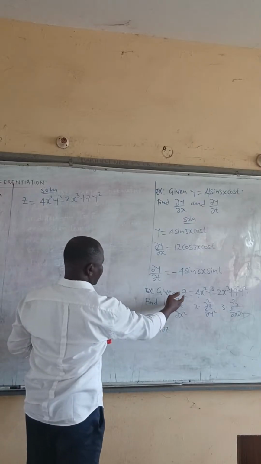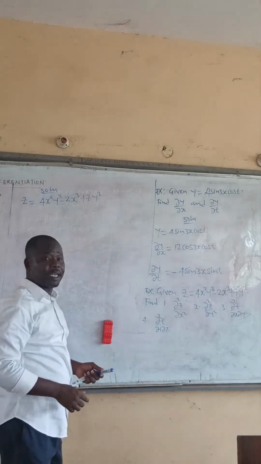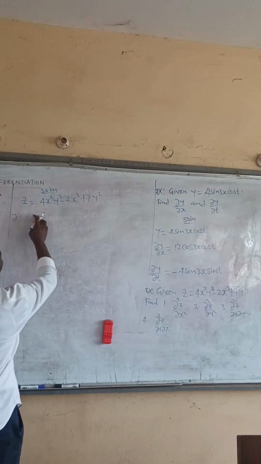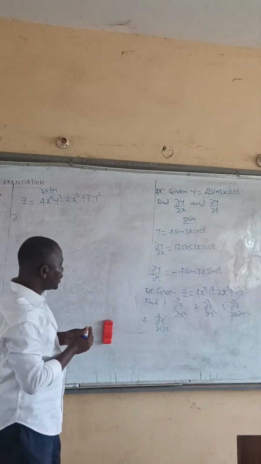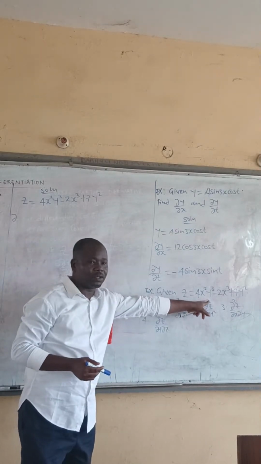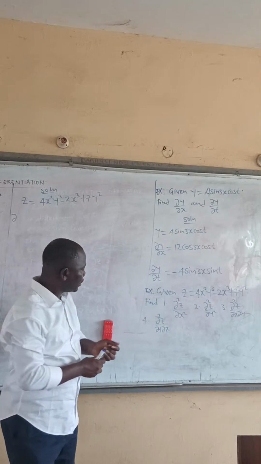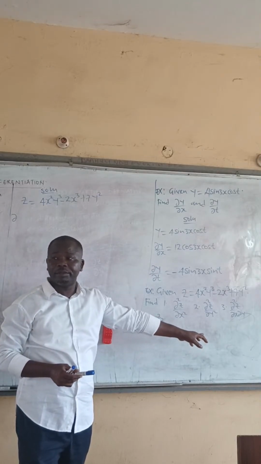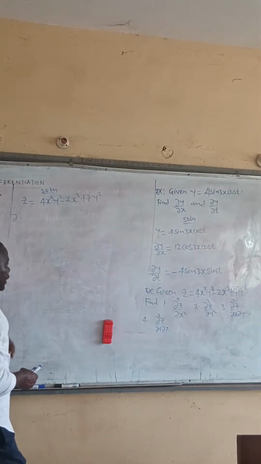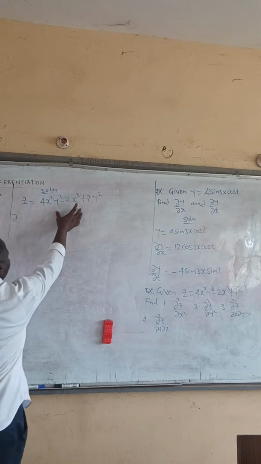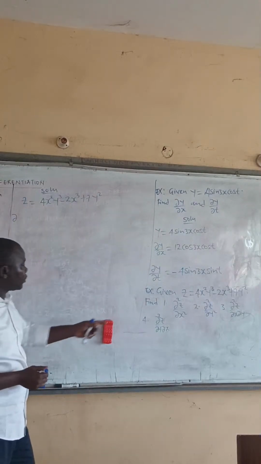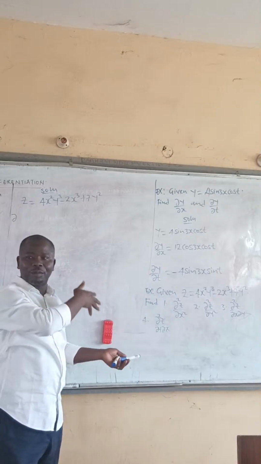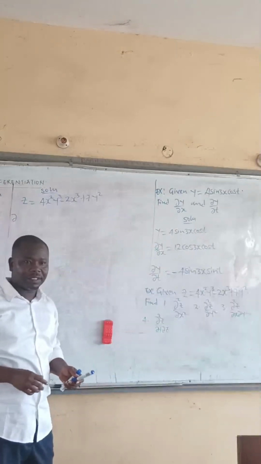The first one says partial square z all over partial x squared. So we are going to first differentiate this function. How many times? Twice. That is why it is squared. Partial square z all over partial x squared. So let us take the first partial derivative with respect to x. That is when we can now obtain the second partial derivative. Is that clear? Yes, sir.